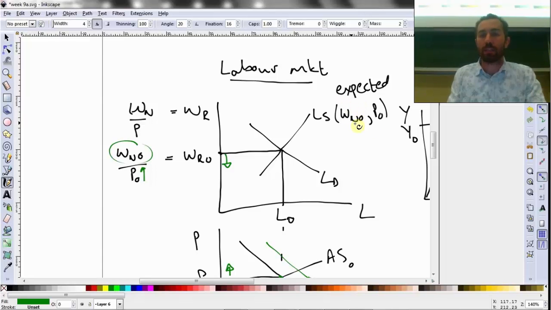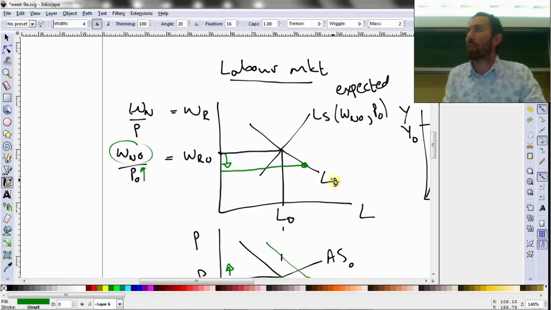But remember, our labor supply curve is based on what the employees in the labor market expect about nominal wages and prices. If they do not realize that prices are rising and they're only looking at nominal wages, which are remaining unchanged, that decrease in real wages is misinterpreted. Okay?